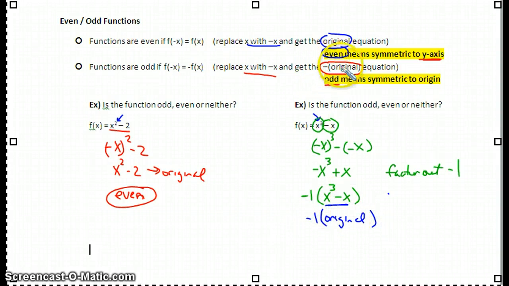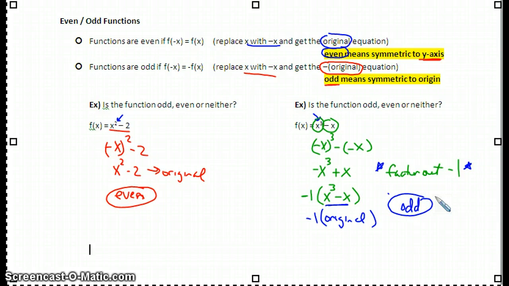And that's what I was looking to find when I have an odd function. I want the negative of the original. So the only way you can get the negative of the original is to do this. Make the substitution of a negative x and then factor a negative 1 out of all of the terms involved in the polynomial. In this case, there's only 2. And when I factor out the negative 1, I end up with a negative of the original. So then I can make the conclusion that this is odd.